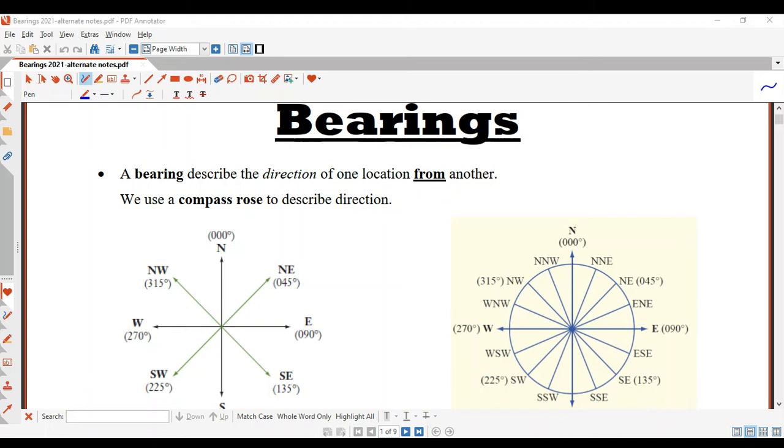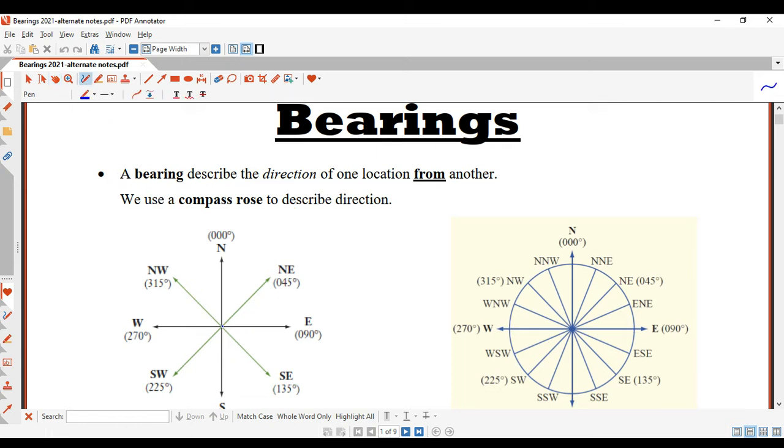All right, we're going to look at bearings today. Now, bearings are directions. A bearing describes the direction of one location from another. We use a compass rose to describe direction. Here are two compass roses as an example. You've got to remember bearing means direction, the direction of one location from another.